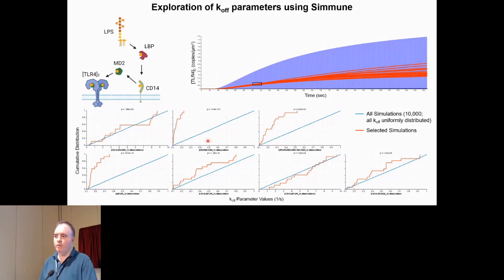So the CDF of a uniform distribution is just a diagonal line. And then what I did was I drew a little rectangle here. Let's pretend that we know that in BMDMs, this is the amount of dimeric TLR4 at this time point, which happens to be about 5 minutes. And so that selected these red curves.